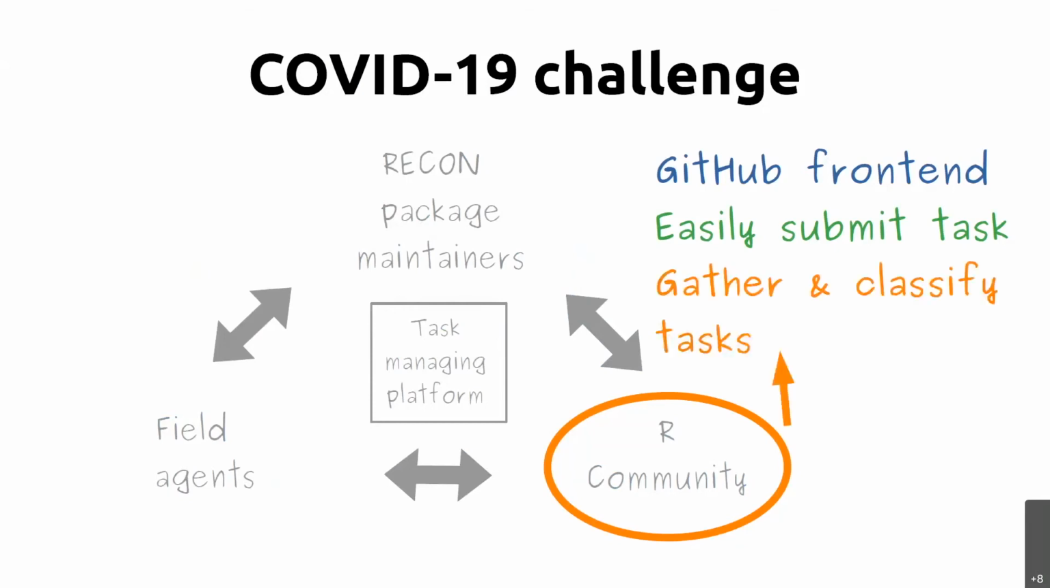So the second main task of the platform is to get all the tasks together and classify them in a meaningful way. Exactly how OpenStreetMap's task managing platform works.